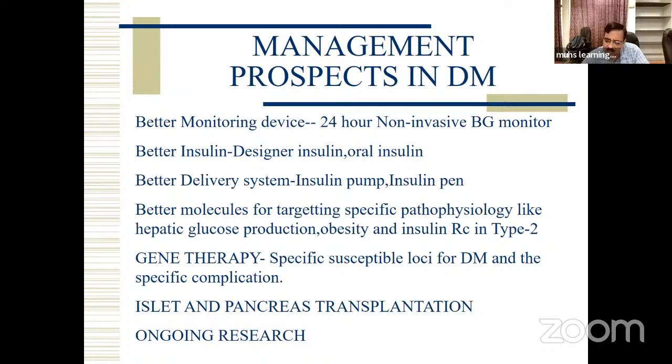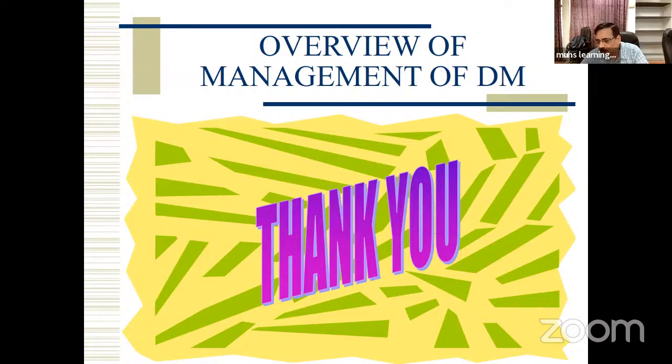Genetic therapy for susceptible loci for diabetes mellitus, particularly the genetically related ones. And there is a huge pancreatic islet transplantation program going on, occurring along with other organ transplants. So there are huge chances of complete reversal of diabetes. Research is ongoing. At least every year, 2 to 3 molecules are introduced, which can save patients. I have finished the common aspects.